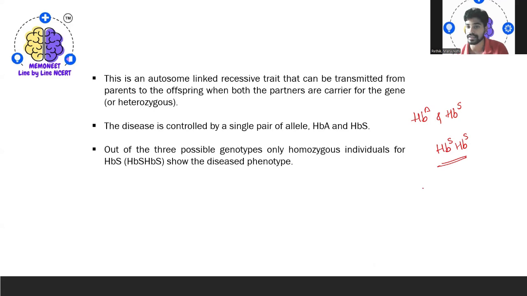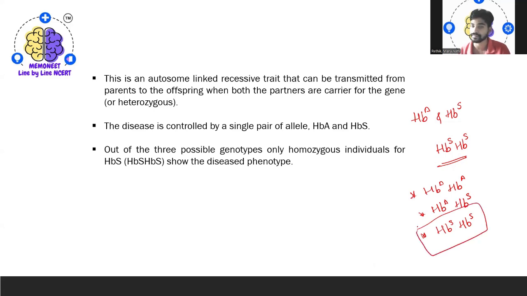So the three possibilities are HBA and HBA, then HBA and HBS, and HBS and HBS. Out of these three genotype possibilities, only the homozygous individual, HBS and HBS, is going to show this disease phenotype. And I told you the disease is controlled by a single pair of alleles. This is what I'm trying to say.